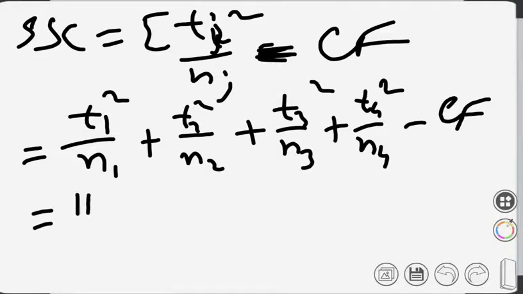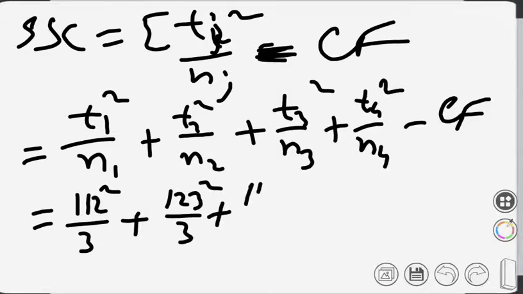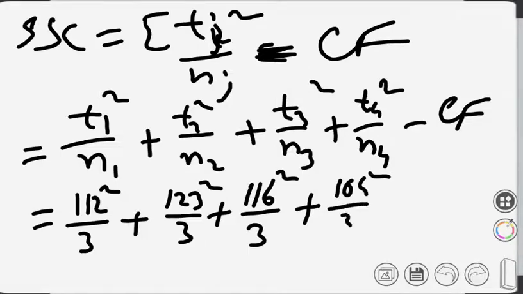112. 112 square by 3, right? Yes, sir. Plus 123 square by 3 plus 116 square by 3, plus lastly 104 square by 3, minus CF. How big was CF? 17252.08. Okay, so let's calculate this.